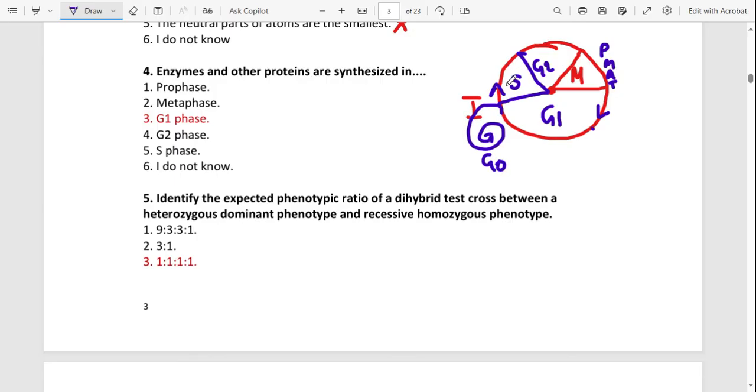In the S phase, the prominent thing that happens is DNA replication. In G2, anything that wasn't made in G1 will be made. That is growth too. For example, the duplication of organelles. They are going to start growing. Organelles will start duplicating in G2. So enzymes and other proteins are made in G1.